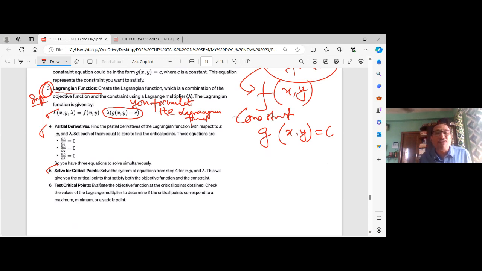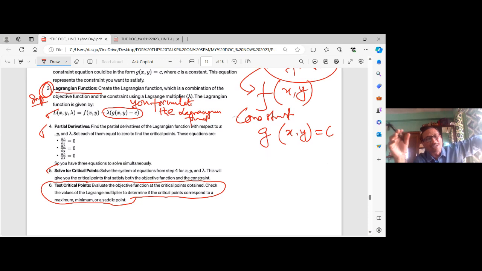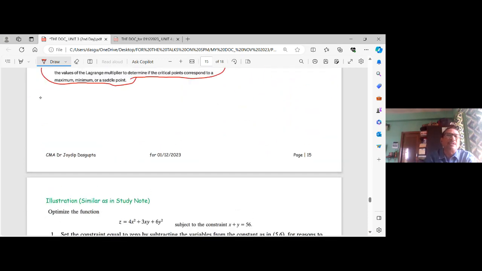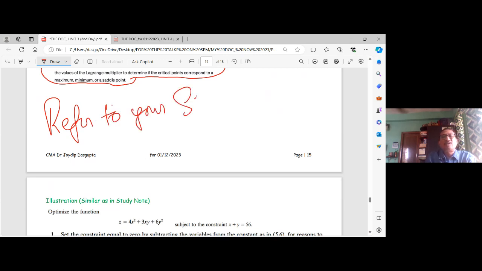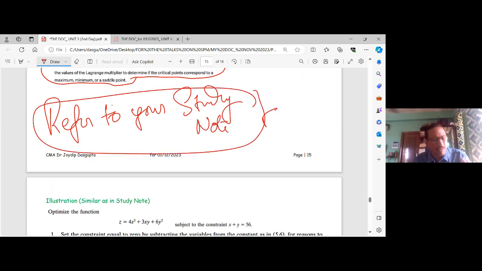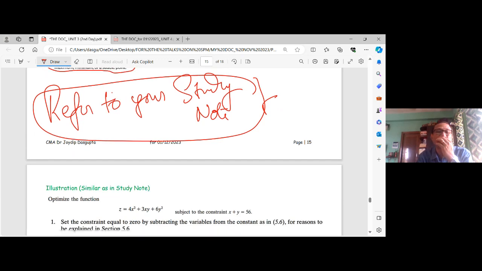Now, the test for critical points, if it is a multiple constraint with lambda, because there are three unknowns over here, you might be asked to take up the Hessian. Of course, it is also to an extent beyond me, but I tried to grasp a little bit of it. Refer to your study note regarding this, because you're a commerce student, not a student of mathematics.